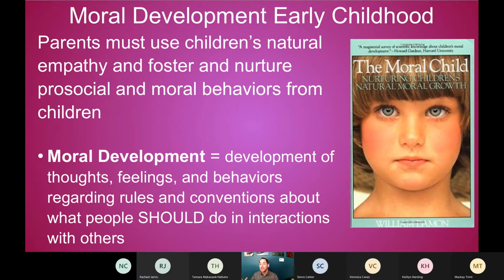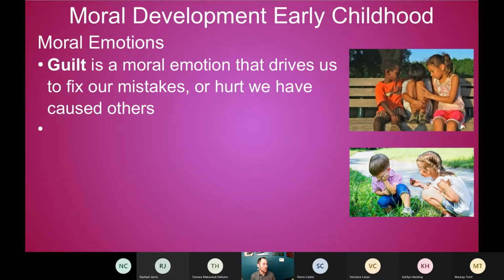Maybe that's something that we're teaching as a group or a culture or a society, that is the convention. That's what they should do. So hopefully that gives a couple concrete examples of what moral development is. So it's the development of those thoughts, feelings, and behaviors and habits related to what we should do in any given situation.